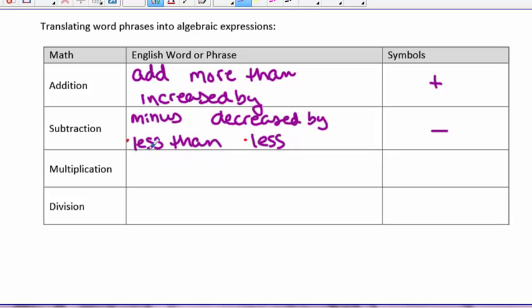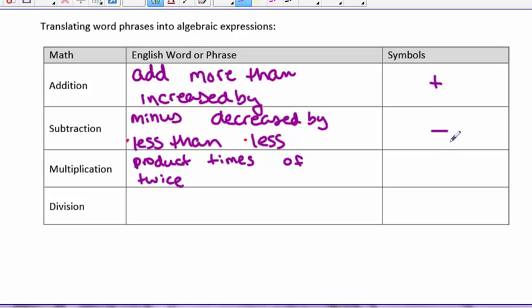Multiplication. We use a lot of words for multiplication. We could say product. Sometimes people say times. If you're using two fractions, the common word is going to be of for multiplication. Some other words might include something like twice. It's a little bit more specific. It's specifically 2 times.